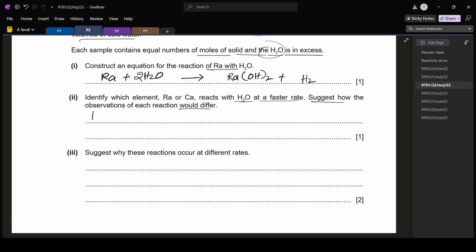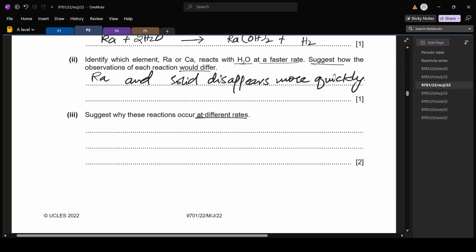And what will you observe which will show that the reaction in radium is faster? There will be more fizzing and the solid disappears more quickly. In radium the solid will disappear more quickly than in calcium. Suggest why these reactions occur at different rates: because radium has lower activation energy, because there is a greater shielding factor in radium.